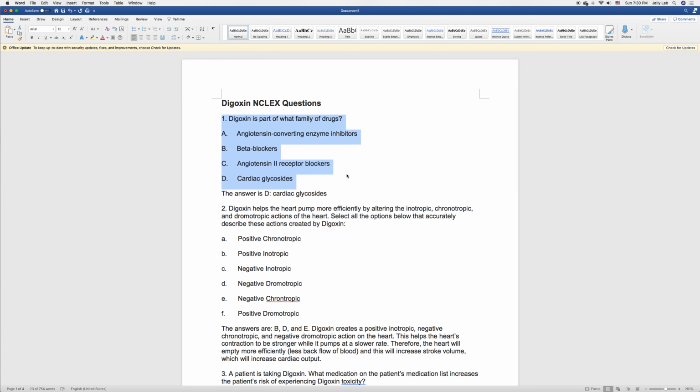1. Digoxin is part of what family of drugs? A. Angiotensin-converting enzyme inhibitors. B. Beta blockers. C. Angiotensin II receptor blockers. D. Cardiac glycosides. The answer is D. Cardiac glycosides.